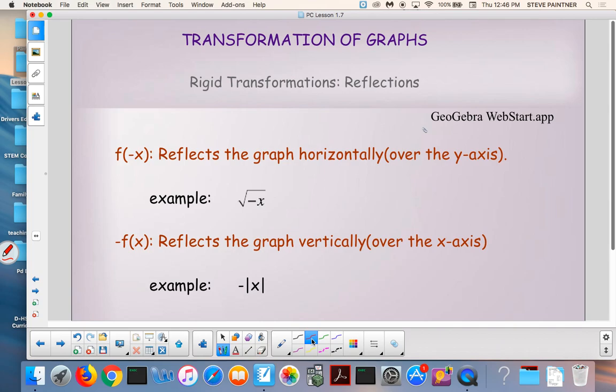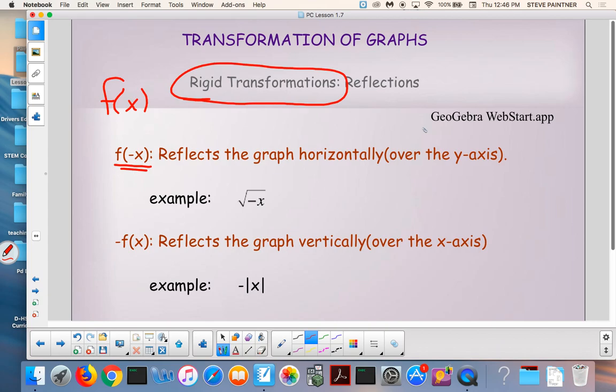Okay, so now what happens is they do call this stuff rigid transformations, which basically means your parabola, your v, your square root function, all that stuff, the shape of it just moves over. The shape never changes. Up, down. I can reflect things. The shape never changes. That's what a rigid transformation is. Just move it around. Okay, so what happens when we do this? You take your function and you change x to what? Negative x. Okay, so there's your function, f of x.